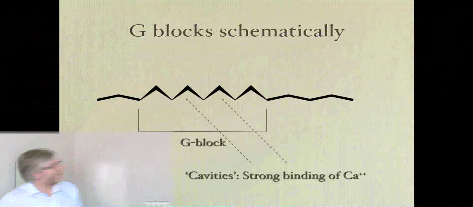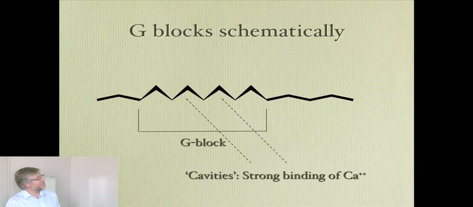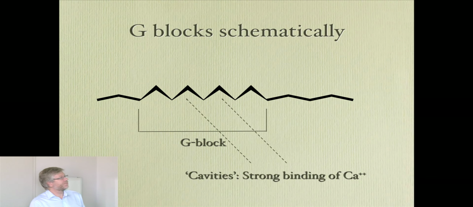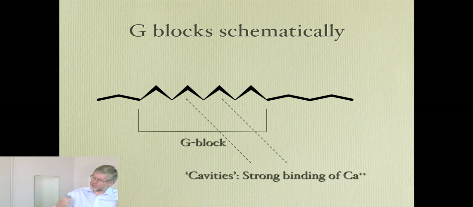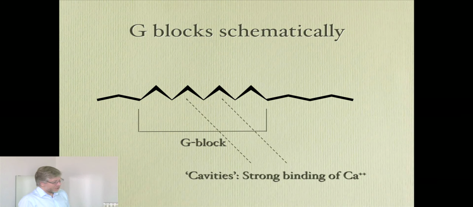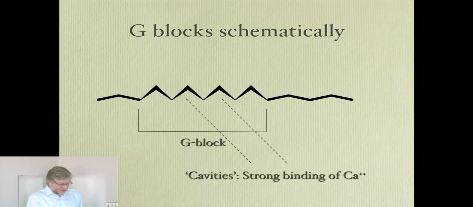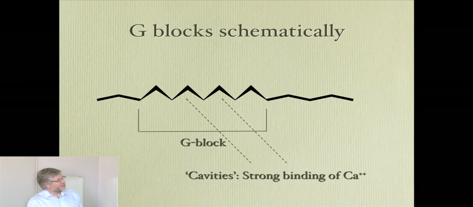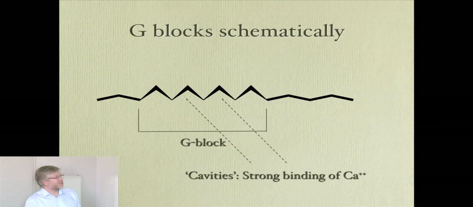And here I just made a very schematical representation of a G-block, having this buckled like an accordion, the instrument you can play on, you know. And this block has what we call a cavity, and inside here you have a strong binding of calcium. But not here, not here, not here, but inside here.